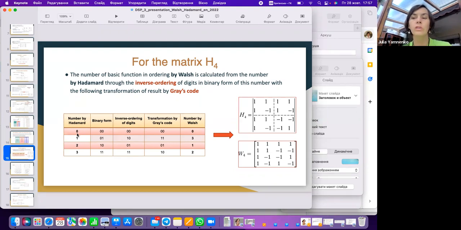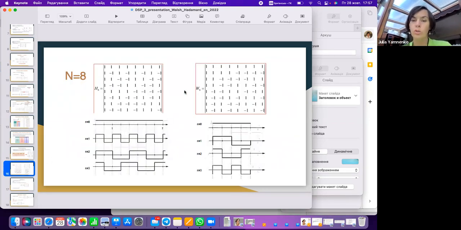So our counting will start from 0 and finish at 8. And we should use in binary form not 2 but 3 binary digits. And then do the same: inverse the ordering of digits, then transform to Gray code, and then obtain the number of the row in a Walsh matrix here. Here there are the first 4 basic functions of the Hadamard transform and of the Walsh transform; only the first 4, not all of them.